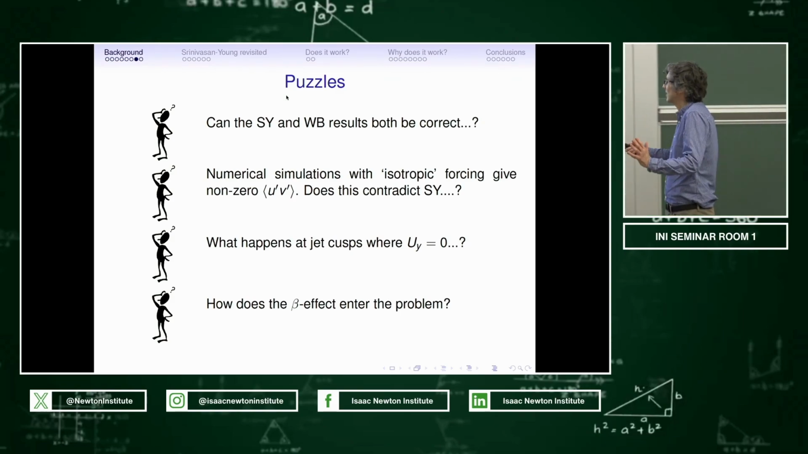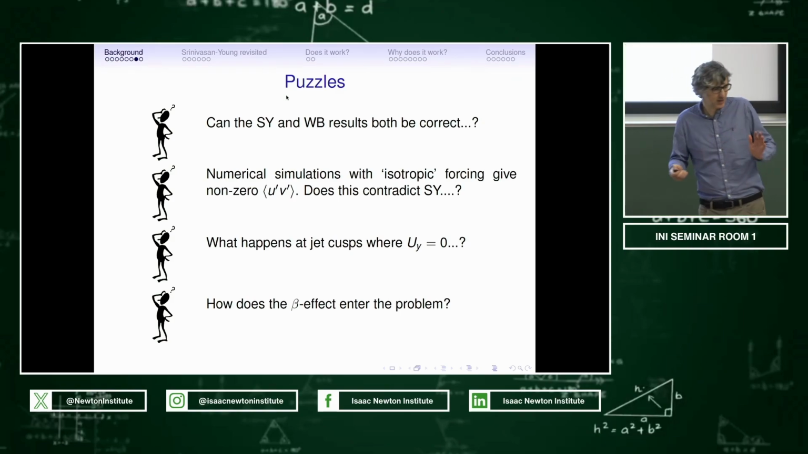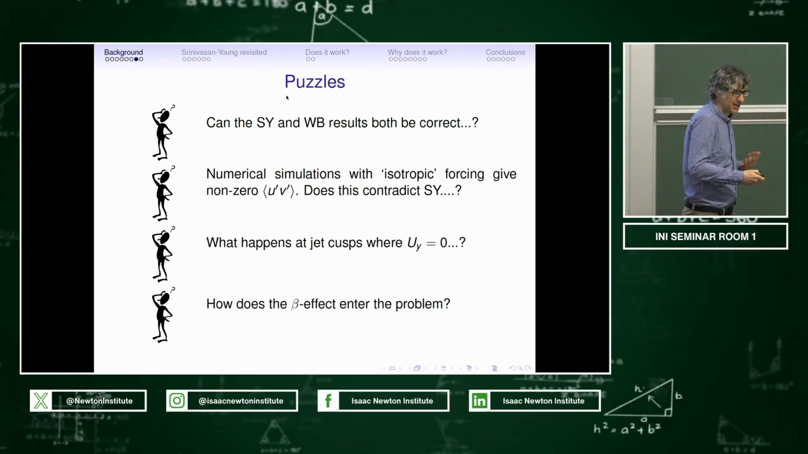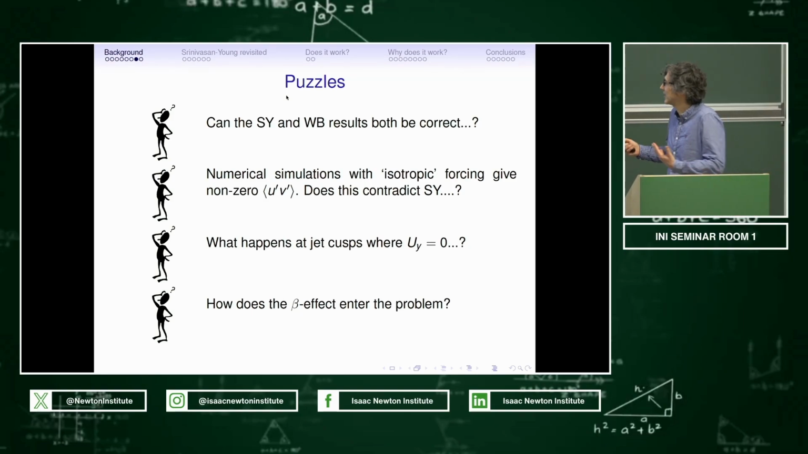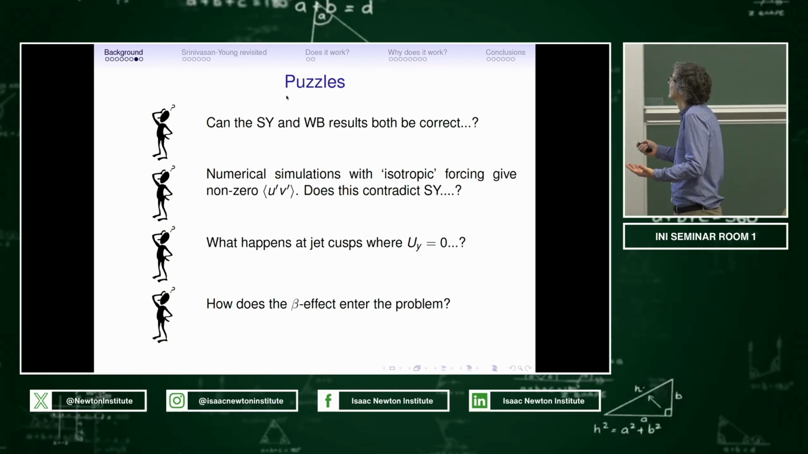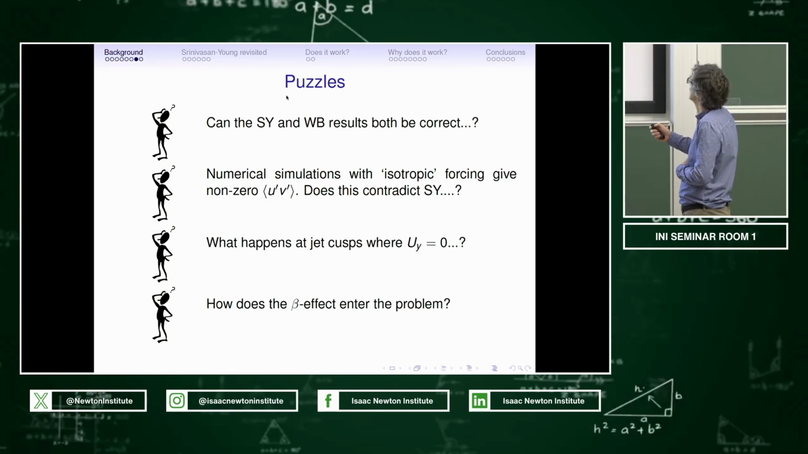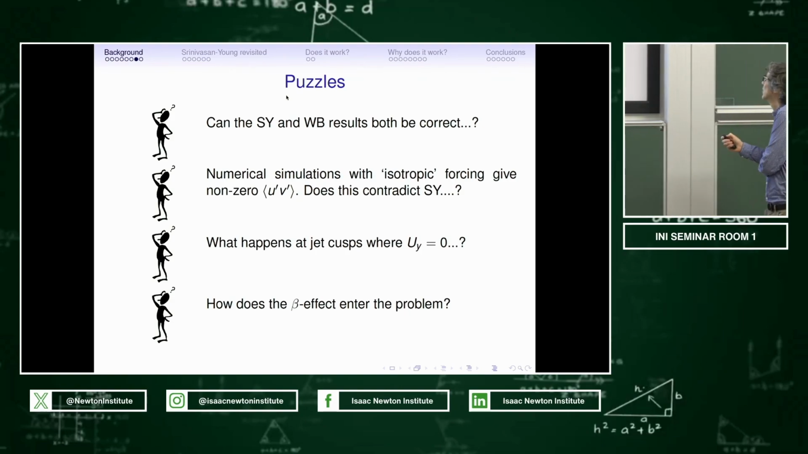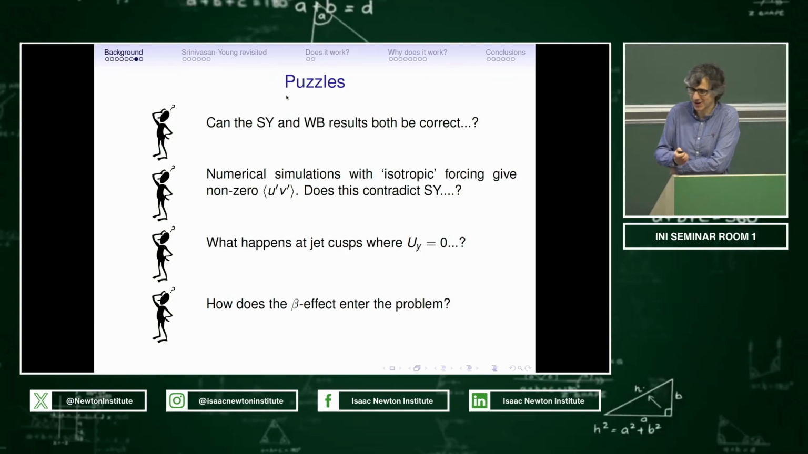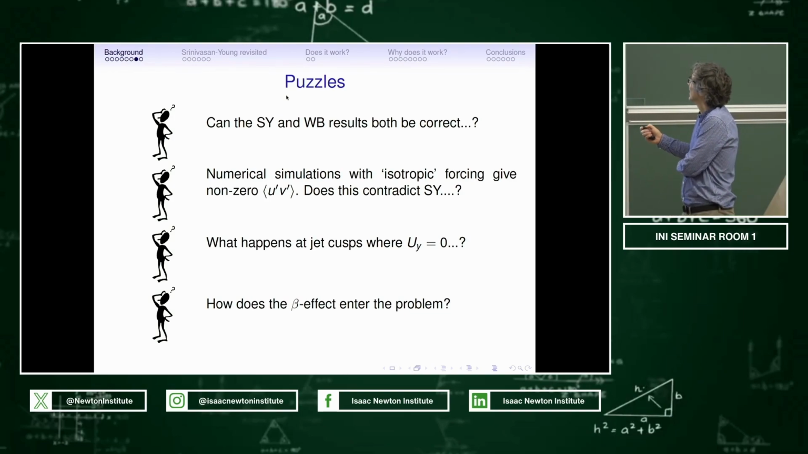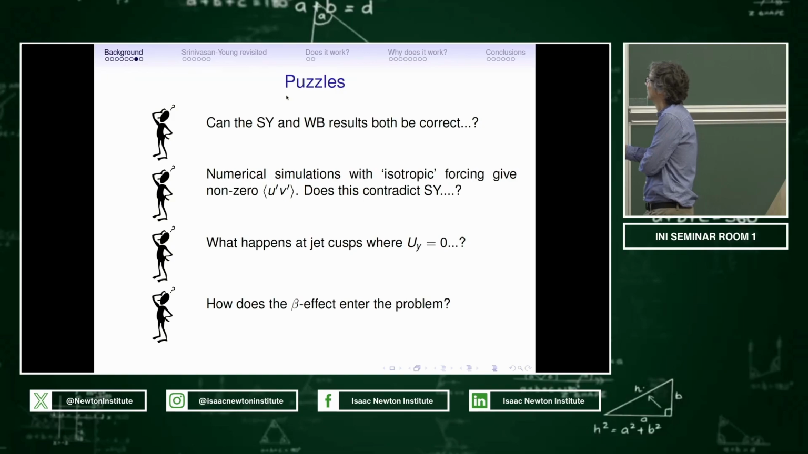So what interested William and me in this problem, and made it a good topic for his PhD, is that this is a puzzle, or at least a puzzle to us. It turned out that there are a lot of hints in the literature that will help us to resolve it. Could these results both be correct? Whenever we started the problem, we had no clue how they could both be correct.